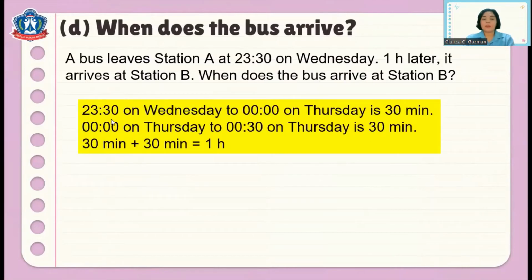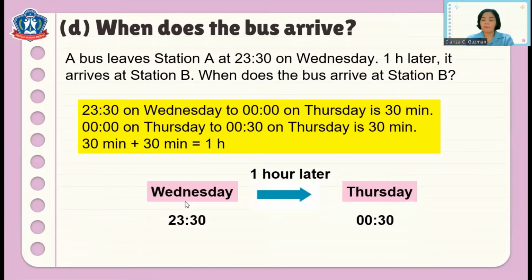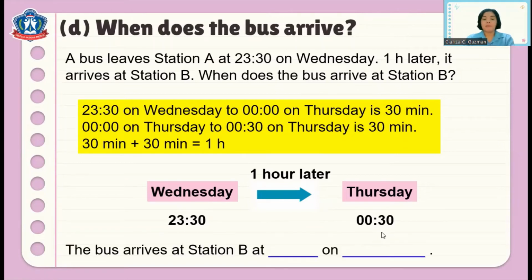So 23:30 on Wednesday to 00 o'clock on Thursday is 30 minutes. Then 00 o'clock or 12 midnight on Thursday to 00:30 on Thursday is 30 minutes. So therefore, that is 1 hour. So 1 hour after 23:30 is 00:30 on Thursday. So the bus arrives at station B at 00:30 on Thursday.